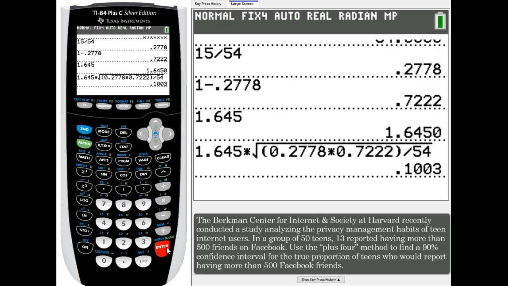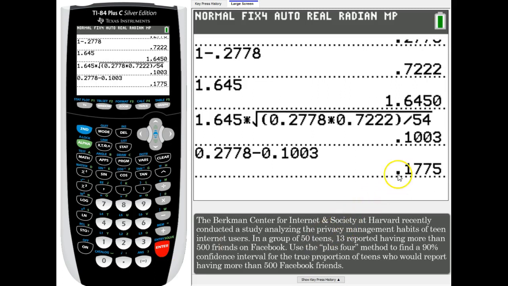0.1003. Now that I know my error, I'm going to find the low end and the high end of my confidence interval by taking my P prime and subtracting out my error, and then taking my P prime and adding my error. So 0.2778 minus my 0.1003. My low bound is going to be 0.1775.